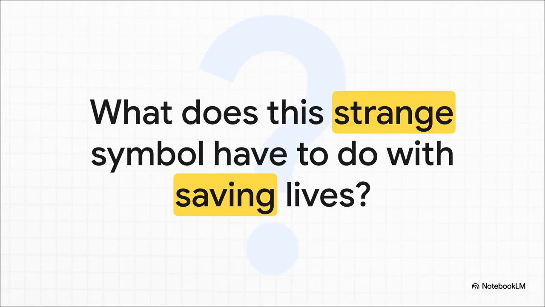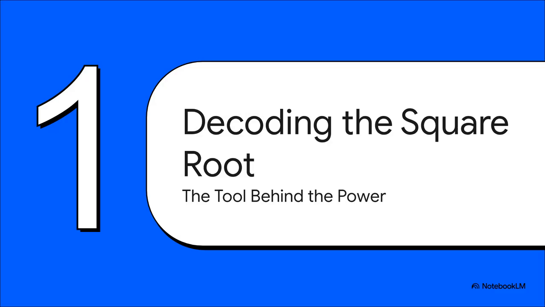So you have to wonder, what is it about this one little symbol, the radical, that holds so much power? What makes it capable of saving lives? Well, to figure that out, we've got to decode the amazing mathematical tool hiding behind it. Okay, so let's do just that. Let's pull back the curtain and really get into what this symbol is all about. What is it, really? And where does all that power come from?